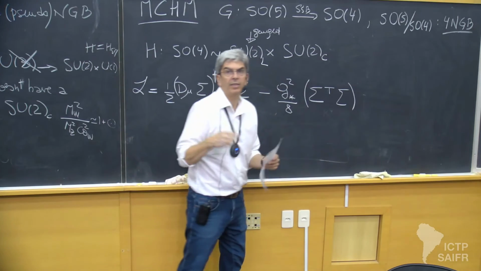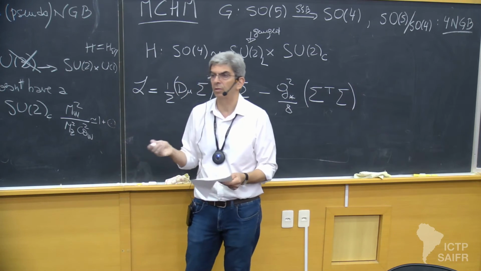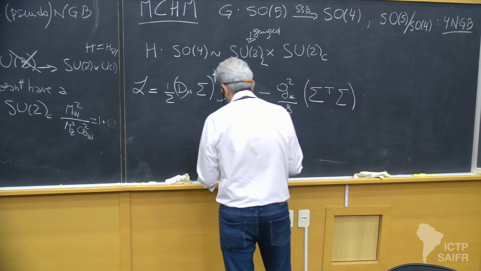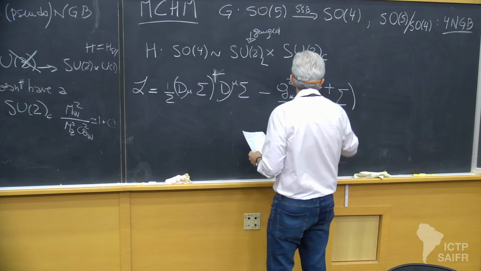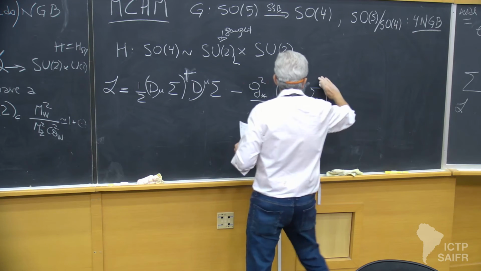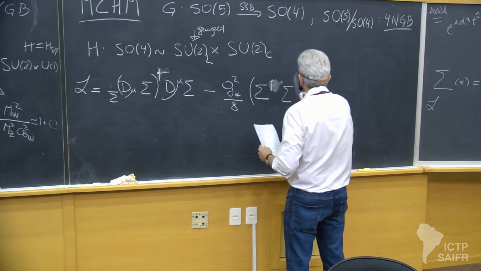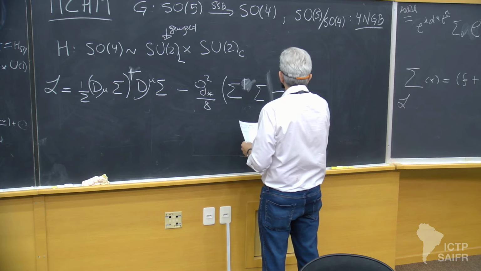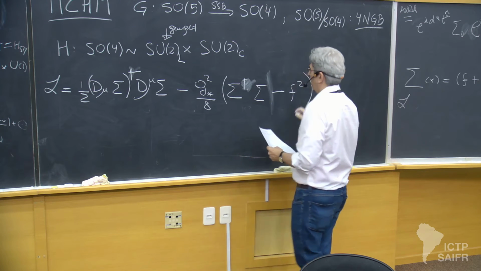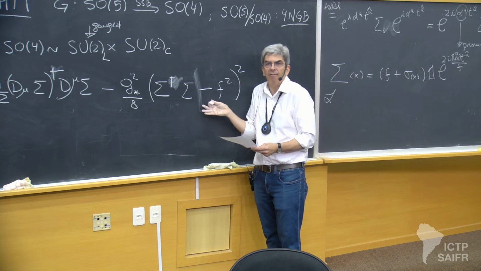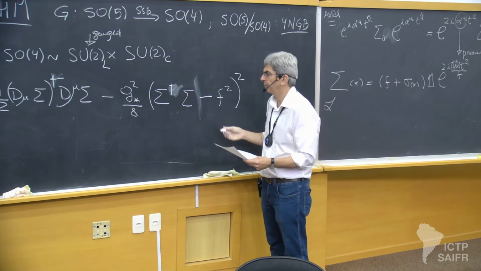The reason is that this is a real group, so it's just the transpose. But you can put the dagger, it doesn't hurt. It's just the same story as before. And this, I'm sorry, this has to break the symmetry, so I'm going to do this: sigma dagger sigma minus f squared, squared. So I can already tell you that if you minimize this potential, you're going to get f as the minimum. Yes?